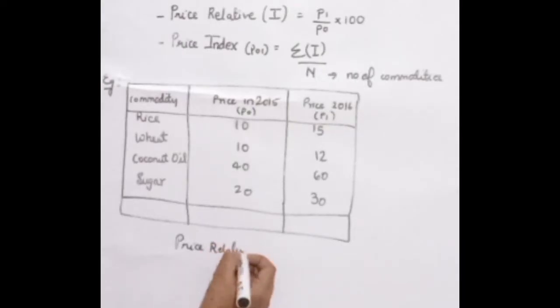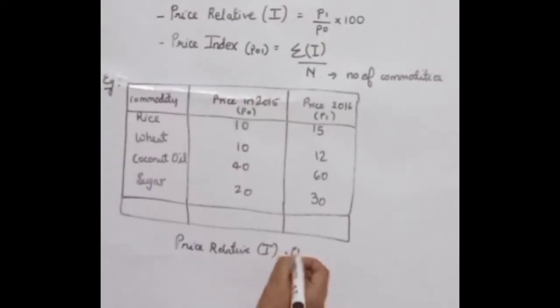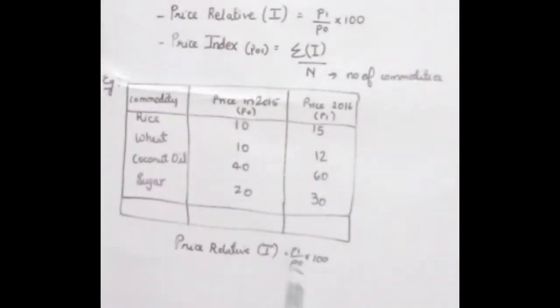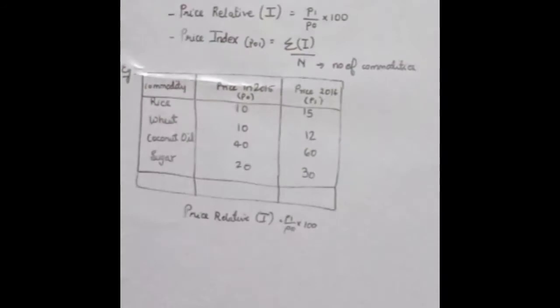Price relative. Now for doing the price relative, P1 by P0 into 100. This means we are individually finding the relative, individually, for each item.